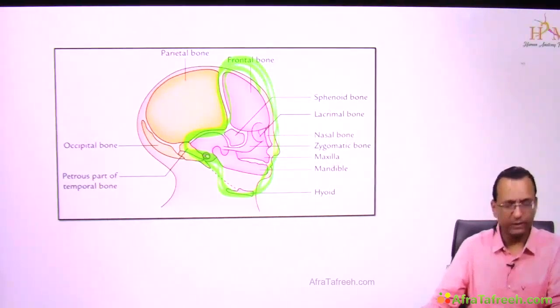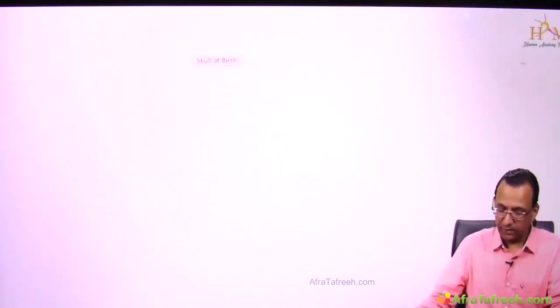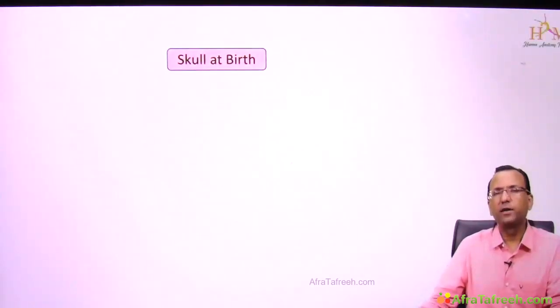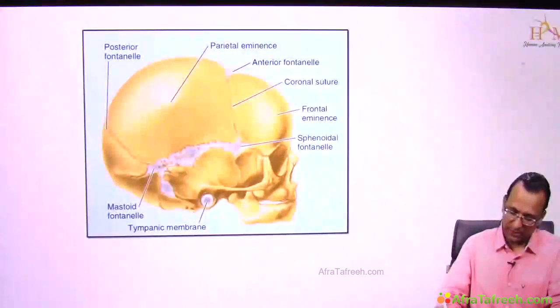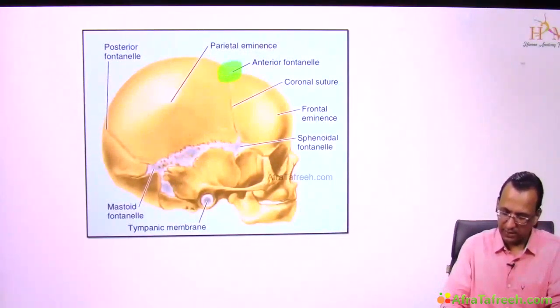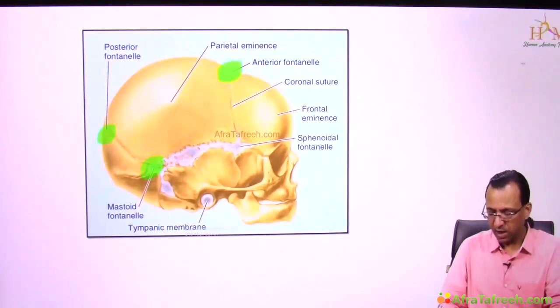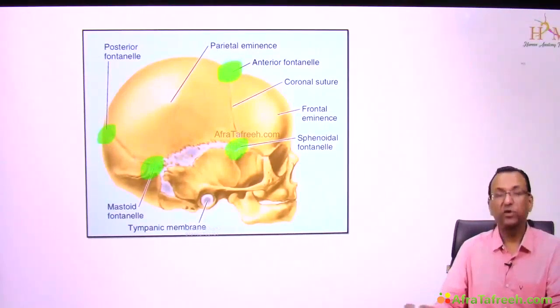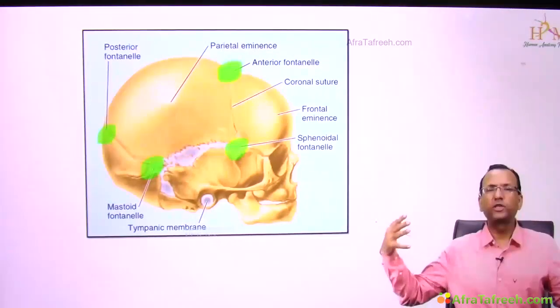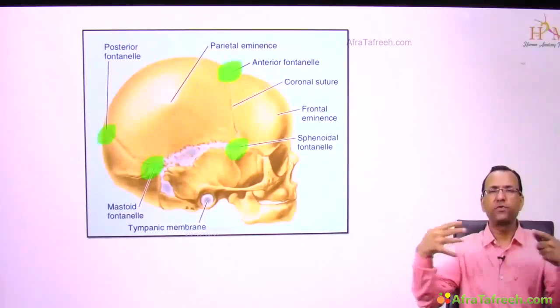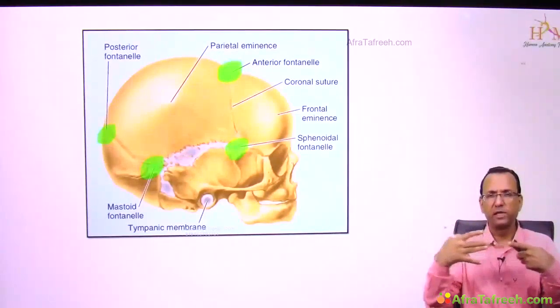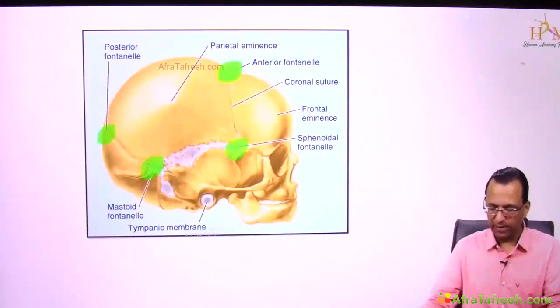Okay, then what is next? Next, you have to remember, when you are looking at the skull at birth, things are called fontanelles. What is a fontanelle? See here, as the skull is developing, there is an anterior fontanelle and a posterior fontanelle. And there's a mastoid fontanelle which is posterolateral, and a sphenoid fontanelle which is anterolateral. What is a fontanelle? Actually, skull bones are growing and they have not yet fused. Space between skull bones.